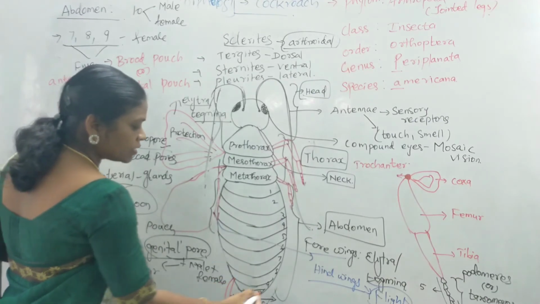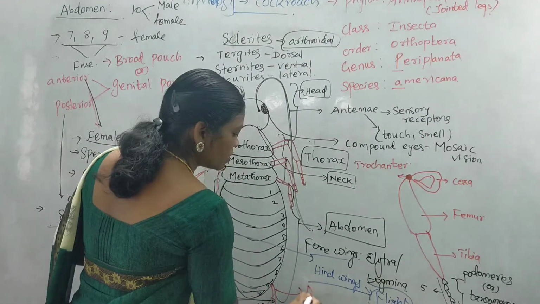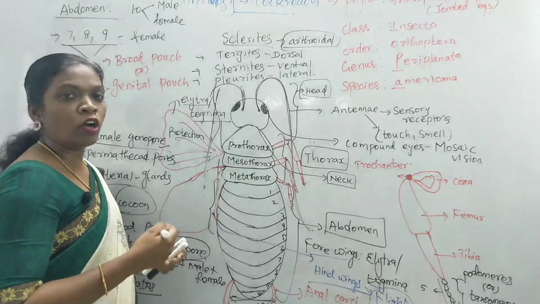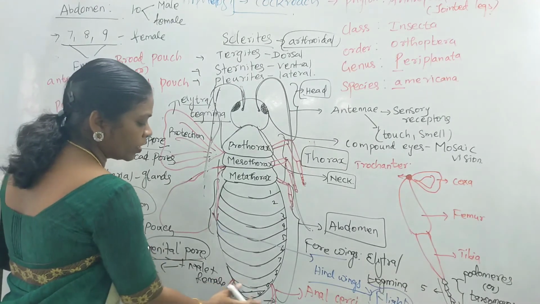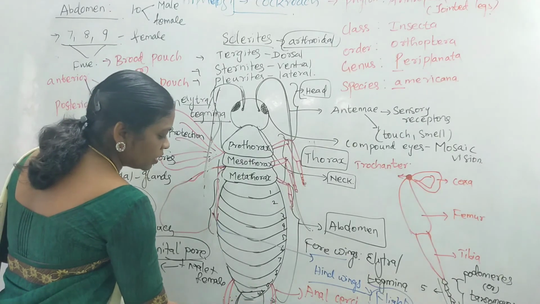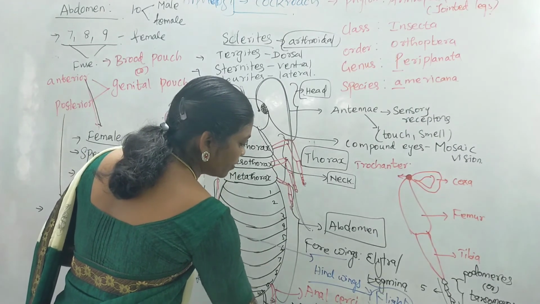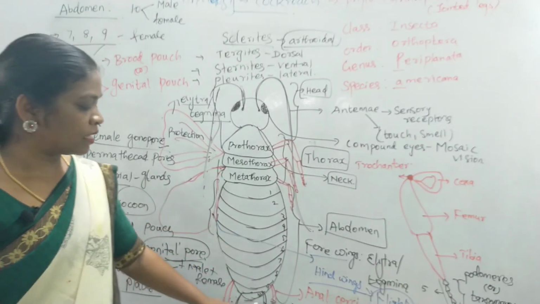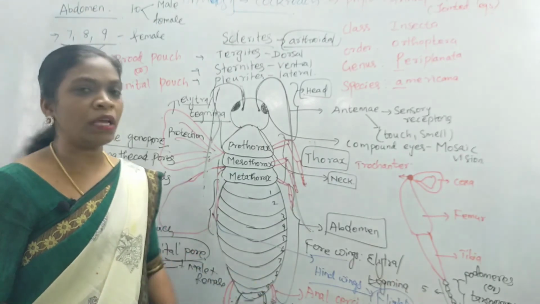There is a structure arising from the 9th segment. It is a pair of structures present in both male and female, known as anal cerci. One more structure that differentiates the male cockroach from the female is a filamentous paired structure arising from the 10th segment, found only in male cockroaches. This is known as anal style. Only male cockroaches have anal styles; they are absent in female cockroaches. Anal cerci are common to both male and female.